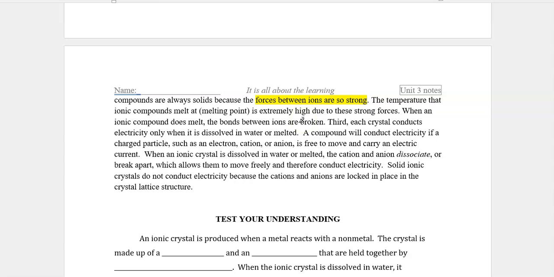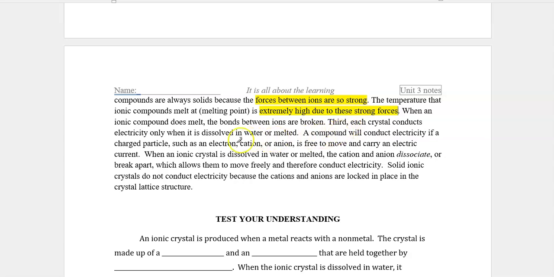I guess maybe that's why the bond is strong, because it has ions that are attracting. The temperature that ionic compounds melt at, the melting point, is extremely high due to these strong forces. When an ionic compound does melt, the bonds between ions are broken.